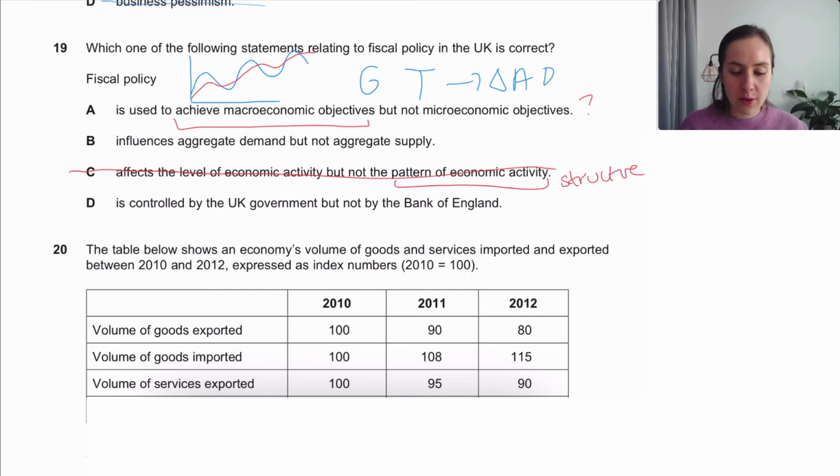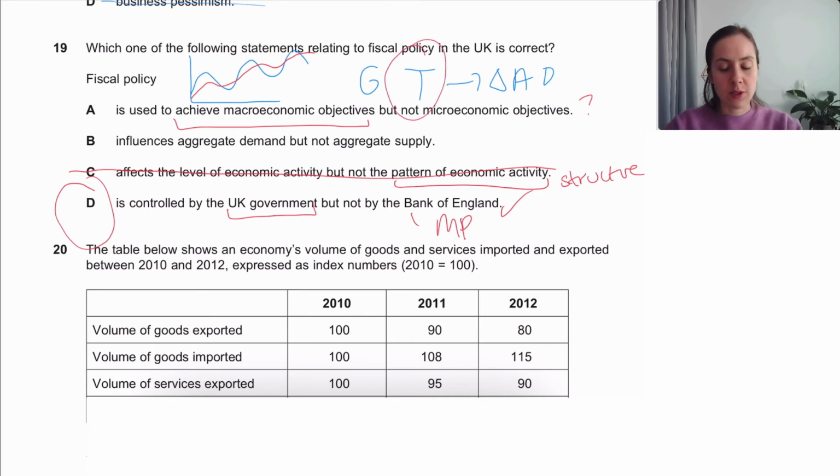It's controlled by the UK government but not by the Bank of England. Okay, this one I like. The UK government does fiscal policy. They do supply side policy too. The Bank of England does monetary policy. So that's definitely right. A is a little bit uncertain. I suppose fiscal policy is government spending and tax changes. You could say some of the tax changes could be used to solve some of the market failures.